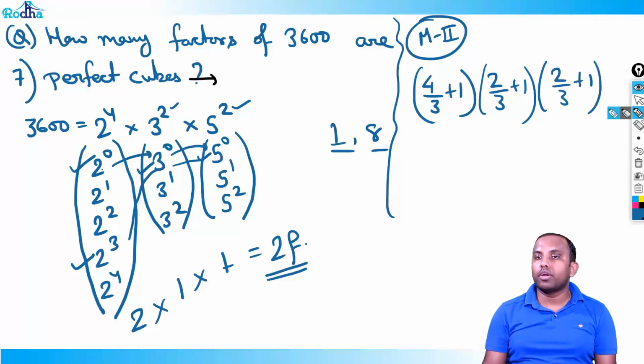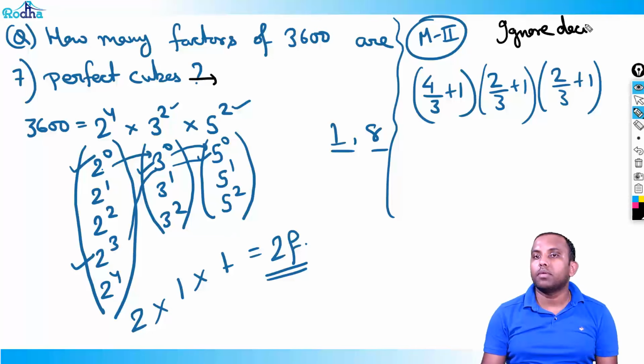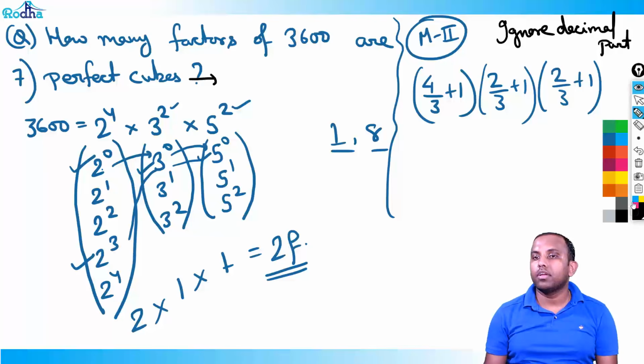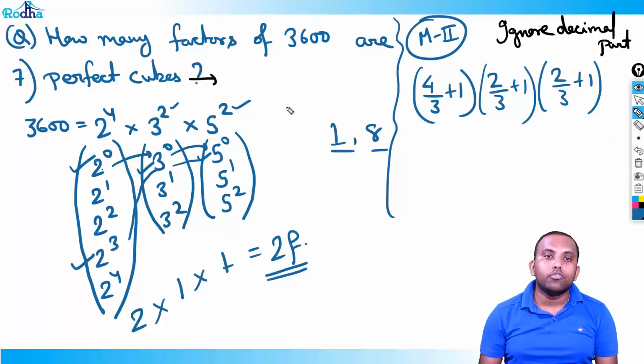Correct. Now again same funda. In method 2, what do we do? We always ignore the decimal part. I'll tell you why. Ignore decimal part, right? Because same funda as last slide for perfect squares, if you're finding multiples of 3, this 4 by 3 means, what does this 4 by 3? Only this 4 by 3, not plus 1.